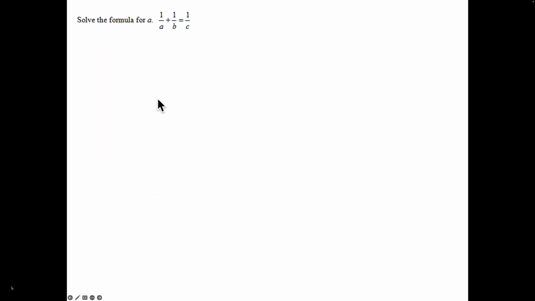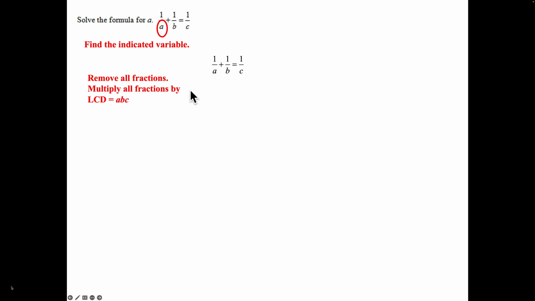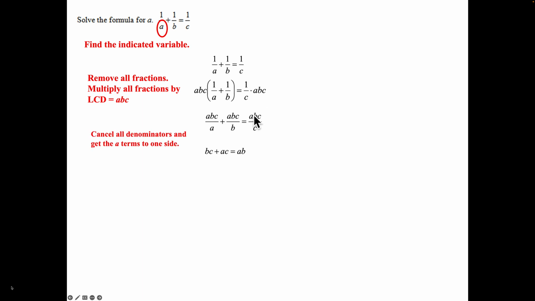My next example, we're looking to solve for a. You have 1 over a plus 1 over b equals 1 over c. So that's the variable I need to get by myself. It's in the denominator. In fact, I have a bunch of denominators. So I need to take a, b, and c, multiply them all together, and call that my least common denominator. And what we're going to do with that ABC is multiply it to both sides, so we're multiplying it to every single term. ABC will be multiplied to the 1, this one, and that one.